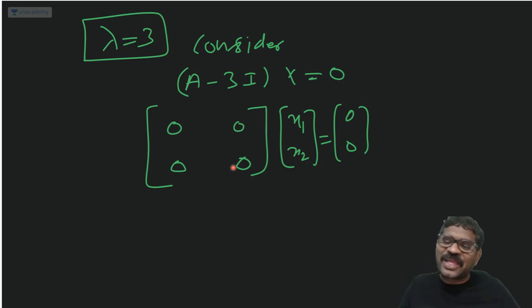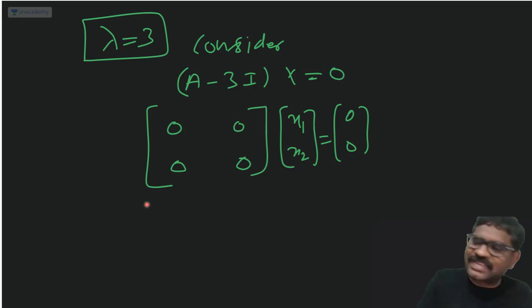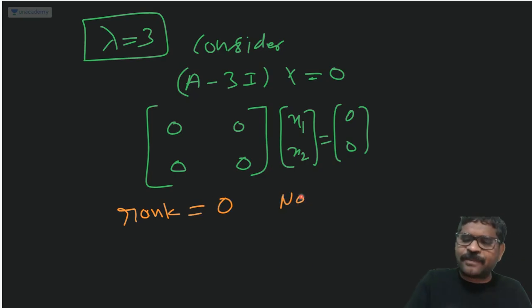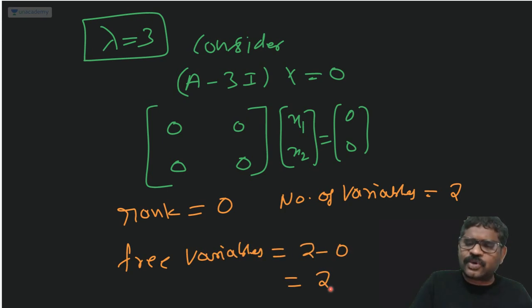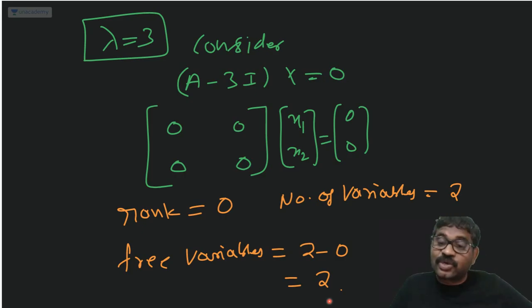So what is the rank? Rank is 0. Number of variables is 2. Therefore, free variables are 2 minus 0, that is 2. Free variables are 2. Do you have any equation? Sir, the matrix is a null matrix. How to write an equation? No equation is available. You can understand that here 2 variables are free variables.